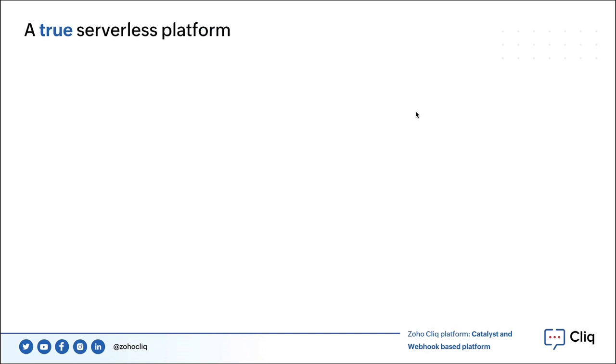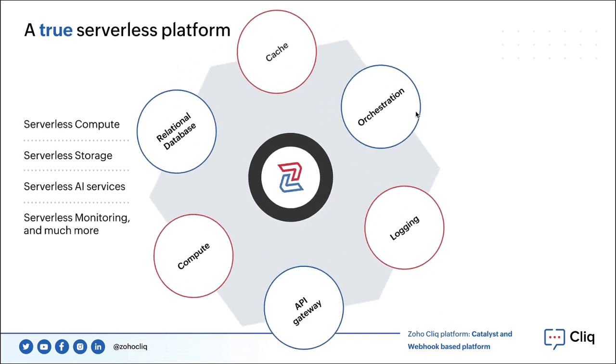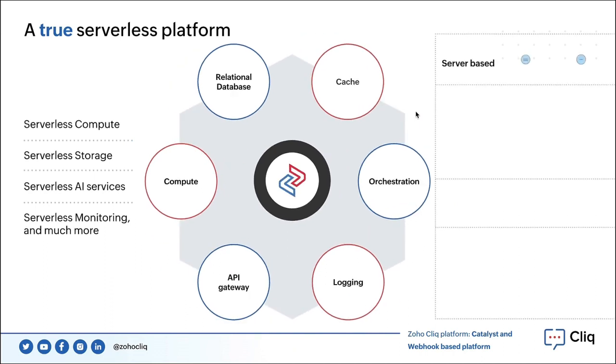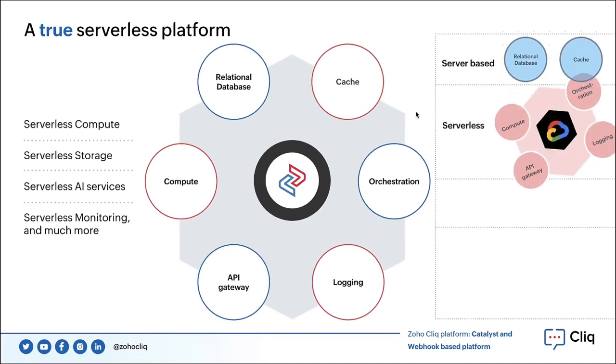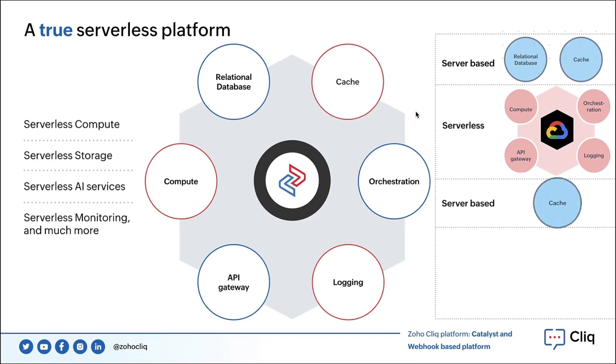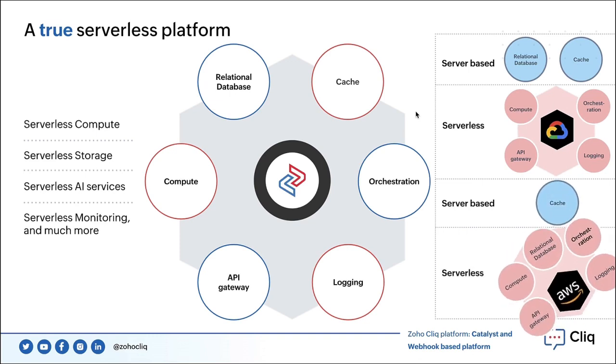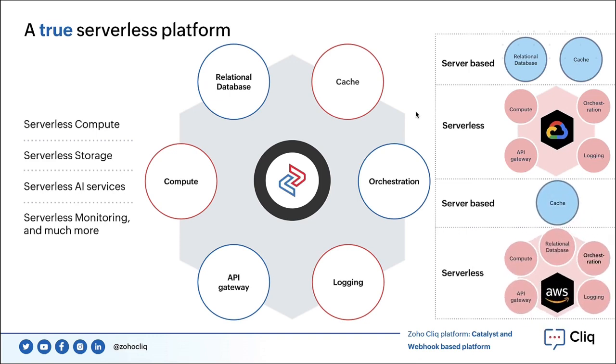The first thought that comes into our mind when we hear the word serverless is that it must be either a function as a service or a backend as a service. But in addition to the function as a service as well as the backend as a service, we at Catalyst provide you a completely serverless platform, which actually includes the orchestration, compute, API gateway, logging, relational database, and cache.